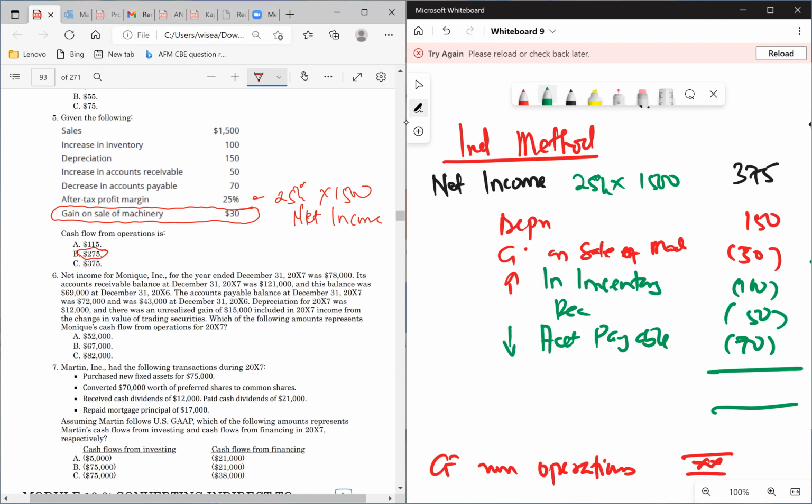So the controversial item here is the gain on sale of machinery. When there is a gain on sale of machinery, the accounting principles will require that you credit your income with the gain on sale of the asset. But for cash flow purposes, the gain on sale of the asset should be subtracted because it should have been added. The same way if there were to be a loss on sale.